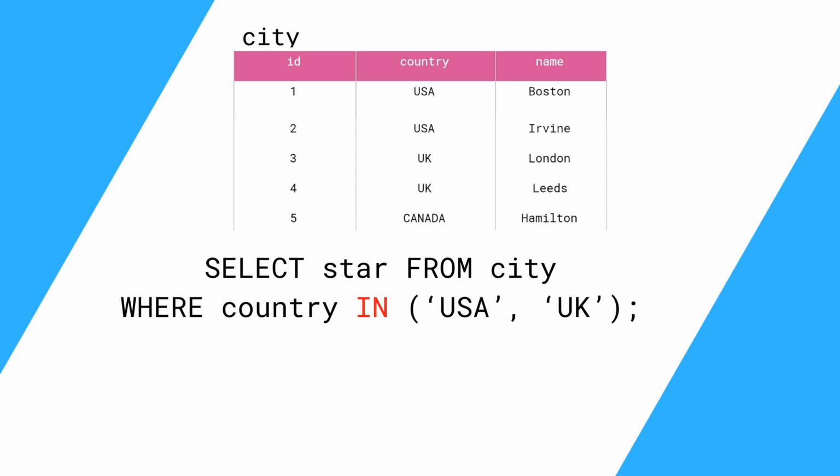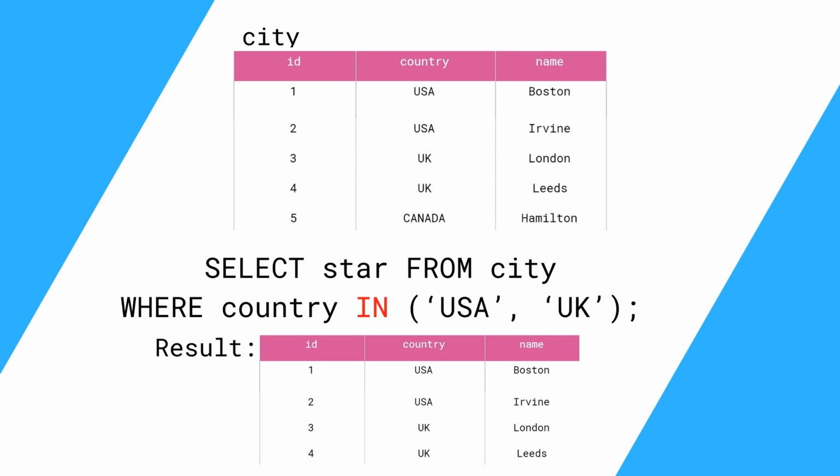Look how we used the IN operator, followed by a pair of brackets. Inside, we provide all the values we are looking for, separated with commas. This query will find all information about cities in the USA and in the UK at the same time. Naturally, we can provide as many values inside the brackets of the IN operator as we want. Alright, that was the IN operator.